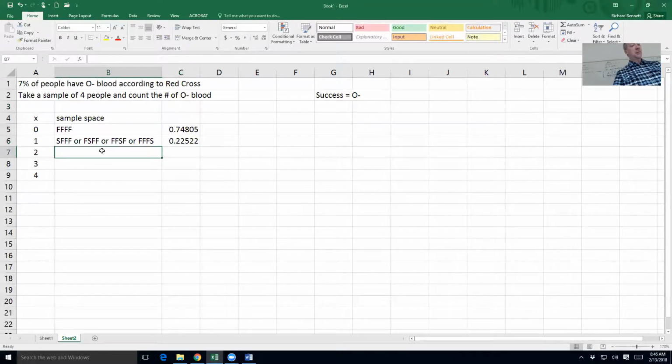Now let's do the sample space for option number 2. Okay, I've got 2 successes and 2 failures, or success, failure, success, failure, or success, failure, failure, success, or failure, failure, success, success, or failure, success, failure, success, or failure, success, success, failure. Okay?